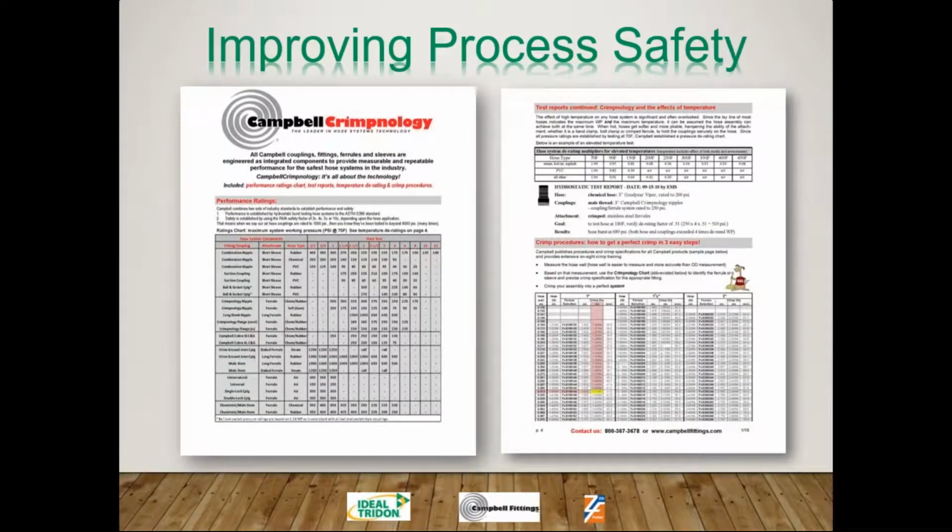Improving process safety. This is a nice kind of buzzword that most end users like to hear. They're all about value added and improving their process safety. And so one of the ways you can do that is to start crimping most of these hoses, especially in the critical applications. Campbell actually rates all of our fittings and how they're attached, whether it's a sleeve or with a ferrule. And as you see on the left, all of our fittings, again, are rated. And then the bottom right gives you a little sample of the crimp procedure and how we put the fittings together.